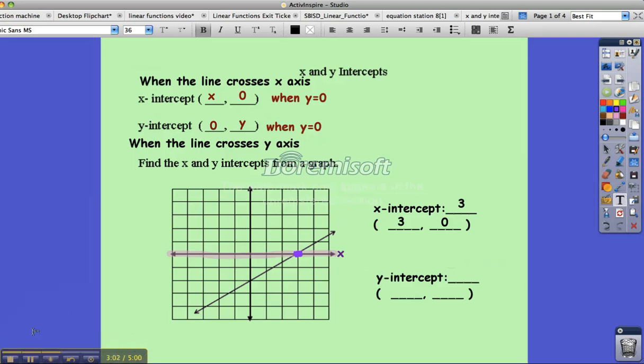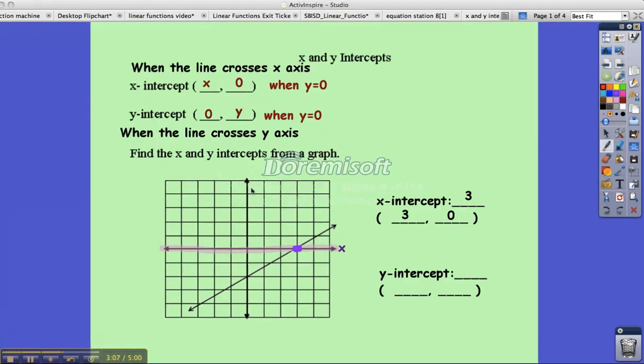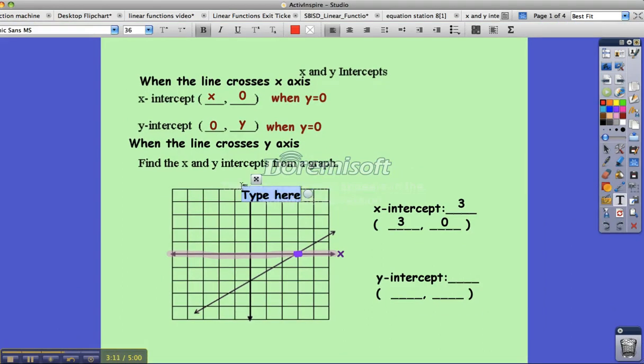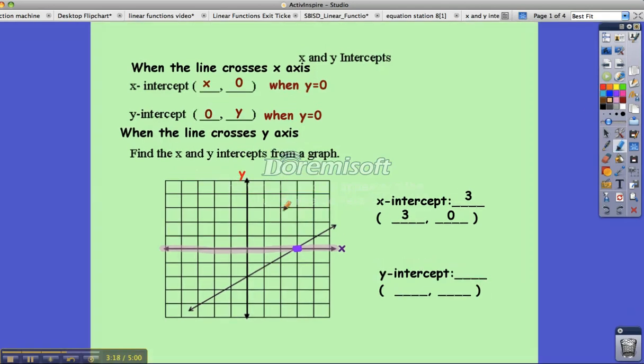So y'all go ahead and pause the video and try to do that one on your own. Okay, so if we look at the y-axis, I know this is my y-axis here. I'm going to go ahead and highlight that. My y-axis is right here, and okay, I crossed the point right there. So my line crosses the y-axis at this point here.